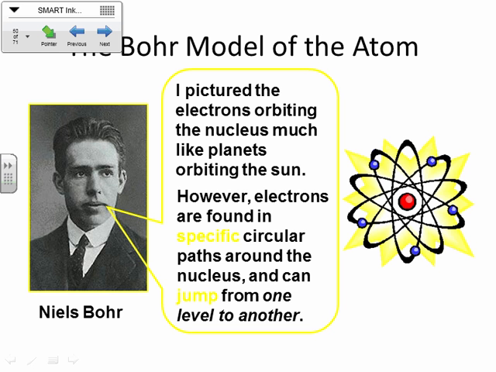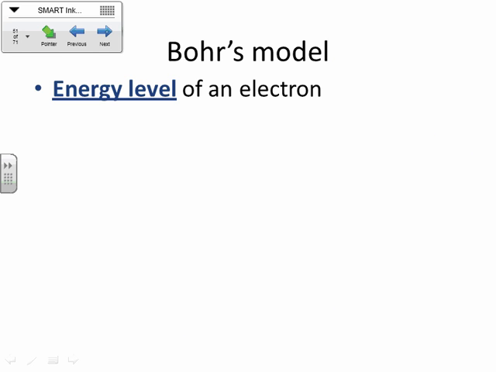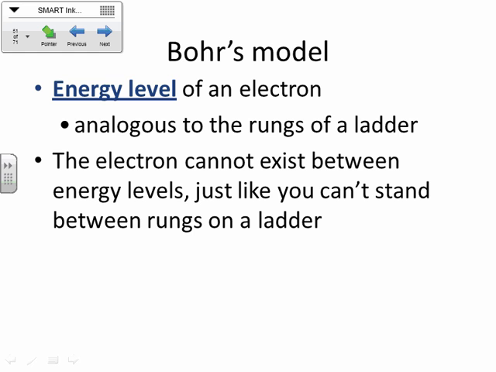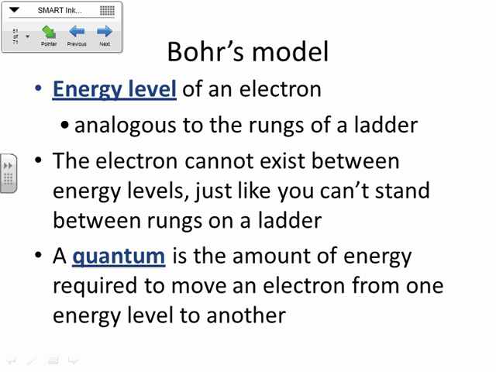But the energy level of an electron is analogous to the... oh, I'm not to that part, sorry. Basically the electrons are in a certain energy level, and they can jump from one energy level to another depending on the amount of energy they have, okay? The energy level of an electron is like the rungs of a ladder. The electron can't exist between the energy levels, just like you can't stand between the rungs on a ladder, okay?